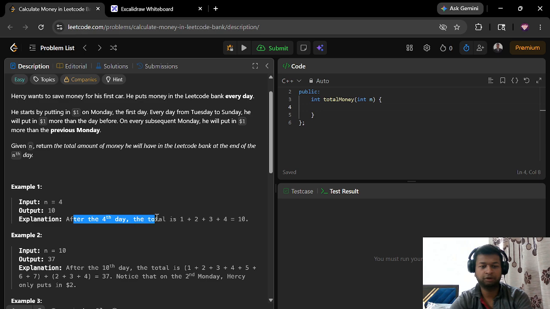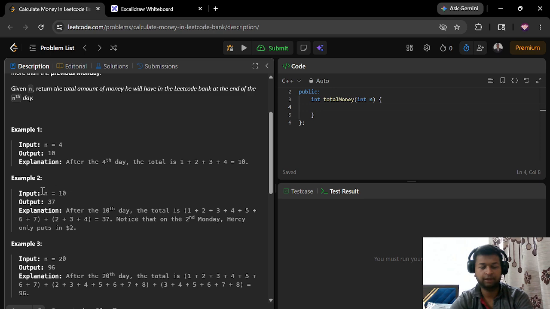So after the fourth day, the total should be: Monday 4, then Tuesday, Wednesday, and Thursday. So 1 plus 2 plus 3 plus 4, which is 10. Now again we have 10 here, so it will be after the 10th day. The total is 1 plus 2 plus 3 plus 4 plus 5 plus 6 plus 7 plus 2 plus 3 plus 4, which would be 37.